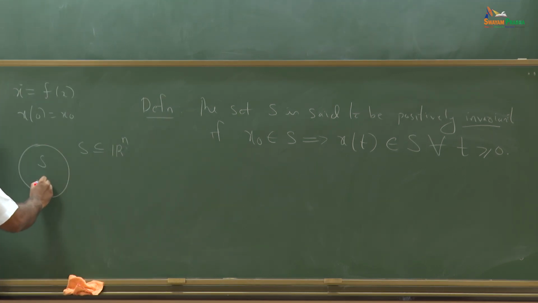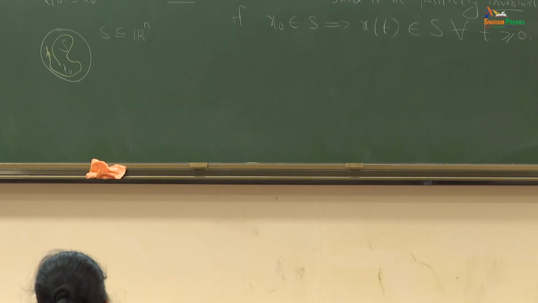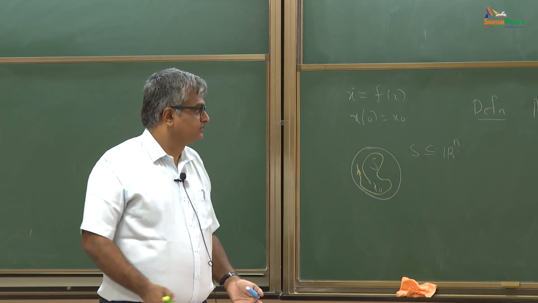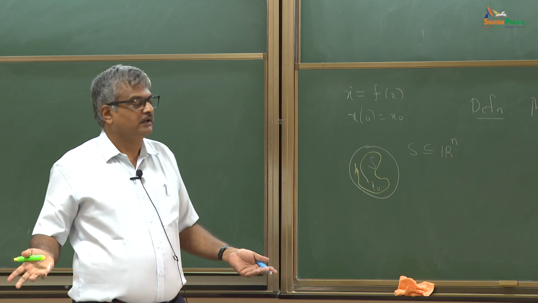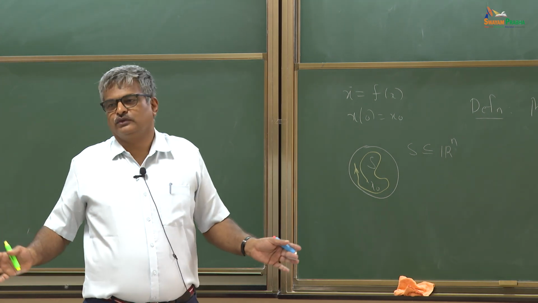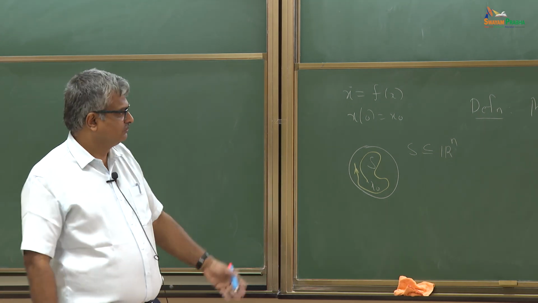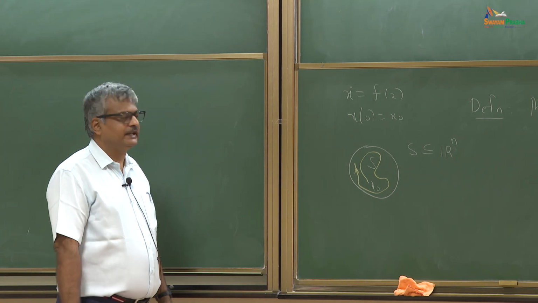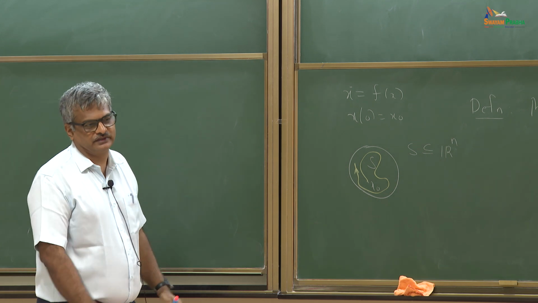So the picture will be something like this. You have an x naught, and then you have the trajectory, which is trapped in this set. This definition is used later on when we see Lyapunov stability. It is used to capture periodic solutions, everything, whatever you want to talk about in control theory. If you see any proof on stability, it will always involve a notion of invariant set.